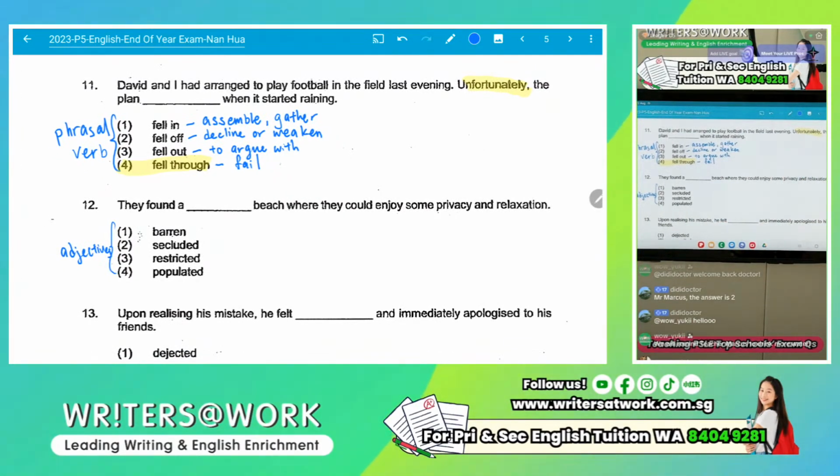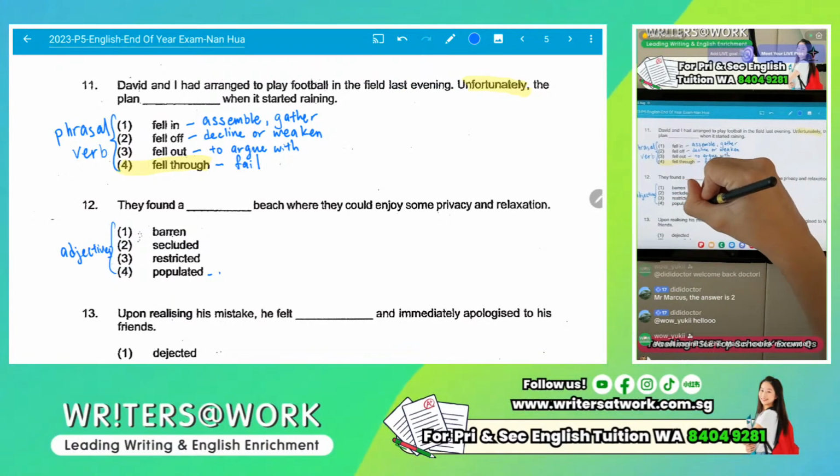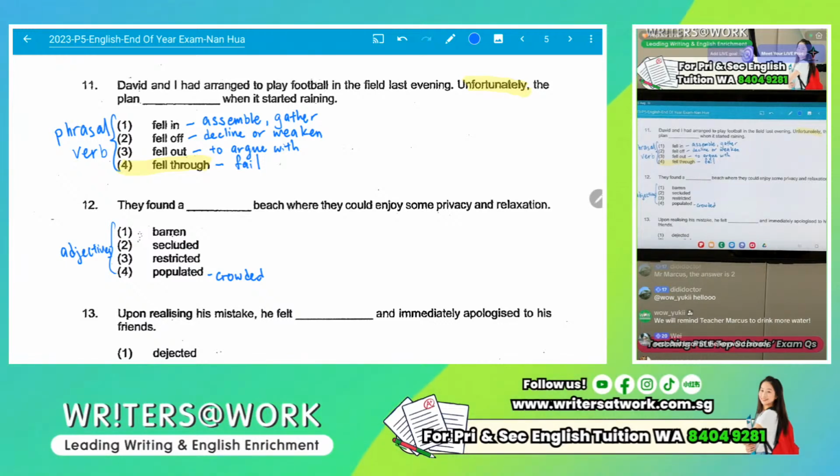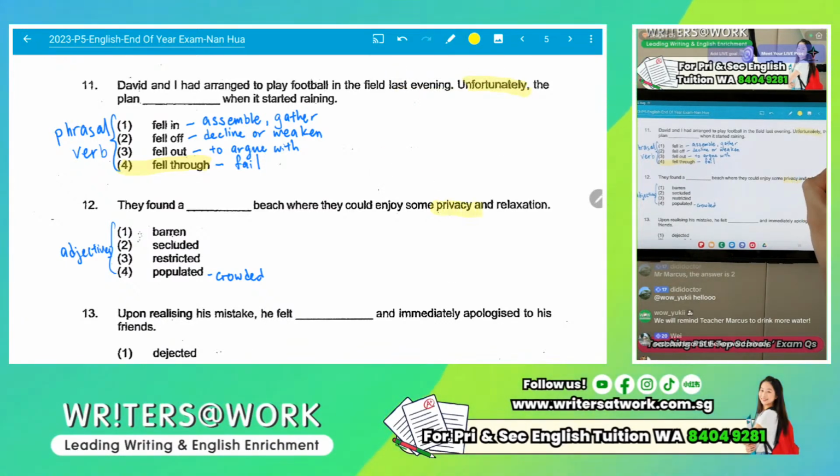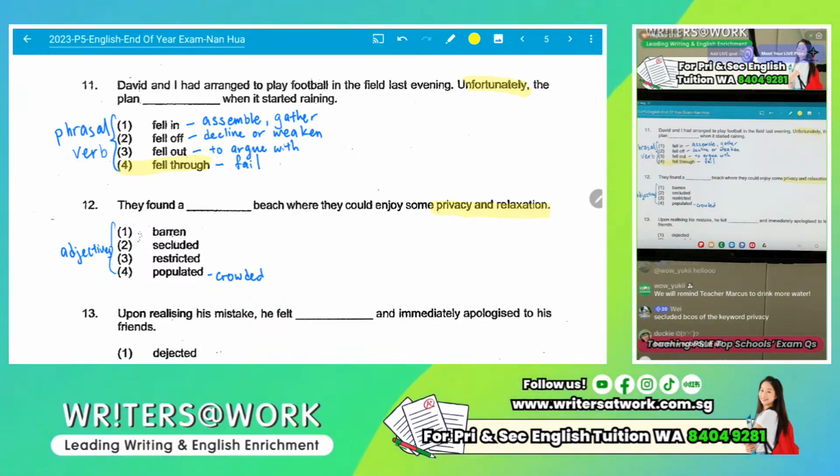But let's go through each of these words over here. When do we use barren, secluded, restricted? Okay, off the top of our heads, the first one we can ignore is populated. Populated means crowded, right? A place that's populated doesn't make sense when you talk about somewhere with privacy and relaxation. If you're trying to have some private space, you're trying to relax, you wouldn't want to go somewhere that is too crowded and too noisy, right? The last thing you want is to have your rest interrupted by noisy people around you. So you wouldn't go somewhere that is populated.